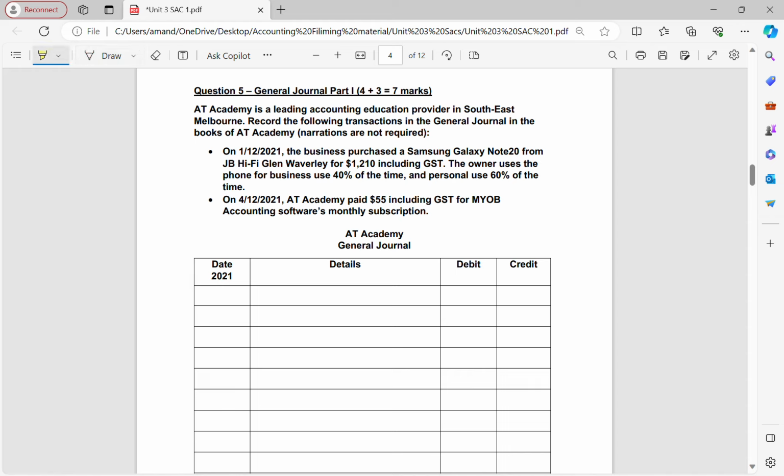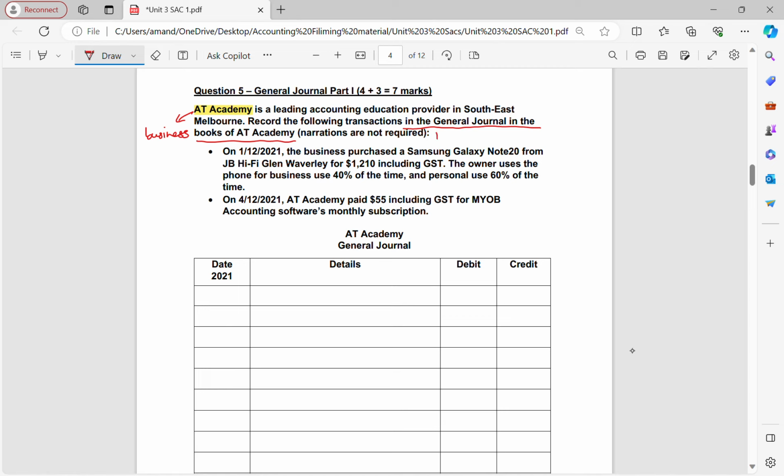And for these questions, really important to highlight. So AT Academy, let's just write this down as the business. I like doing this to make it clear, and there's a lot of businesses in this, so we need to be clear whose perspective we have, and perspective is everything in accounting. AT Academy is a leading accounting education provider in Southeast Melbourne. Record the following transactions in the General Journal and the books of AT Academy.